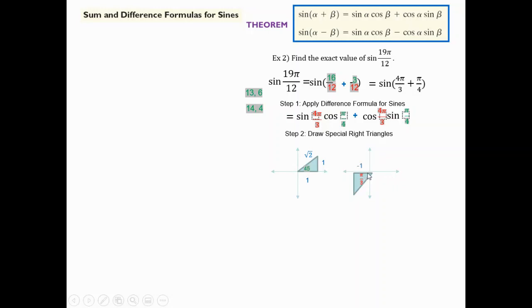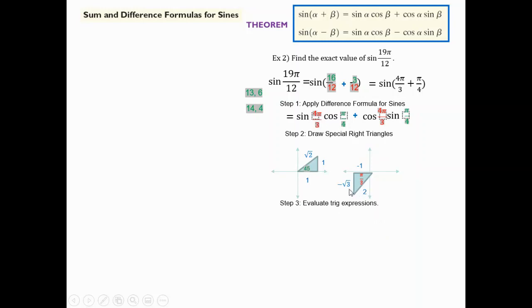All right, so this is a special right angle. It's a 30, 60, 90. So radical 3 is going to be here, but it's going to be negative because it's in the third quadrant. Anyway, this should be old news right here. Step 3, evaluate trig expressions. So now let's evaluate this.